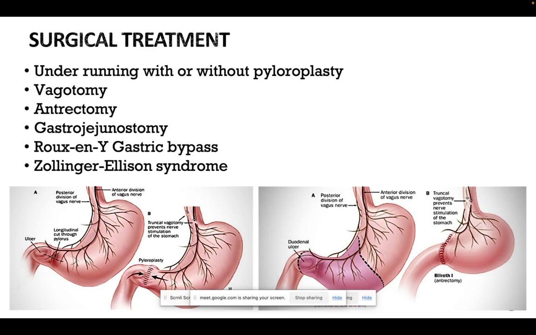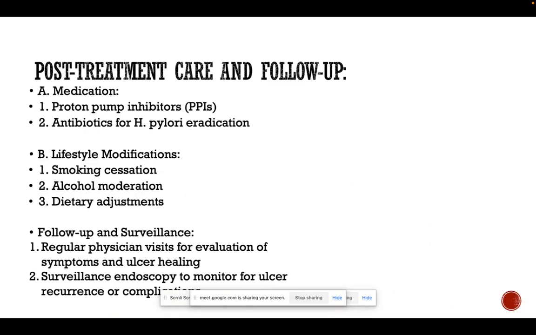Zollinger-Ellison syndrome is a condition in which there is excess acid production and a tumor of the duodenum, in which surgical removal of the tumor is done.